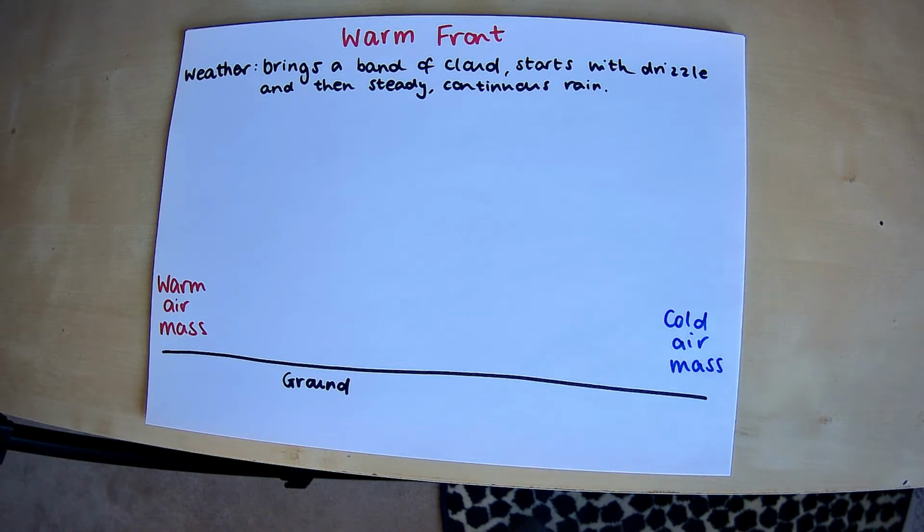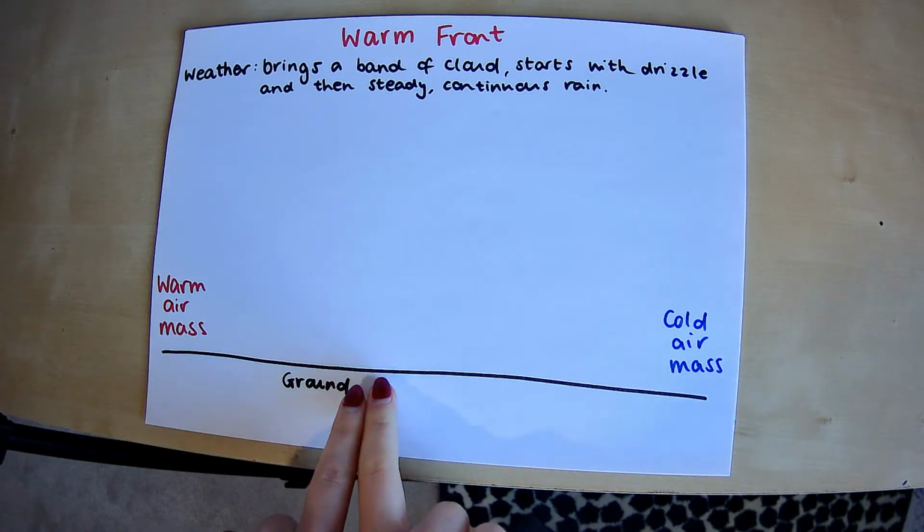This video is about the formation of a warm front. So you can see here, we're going to draw a diagram and add some labels to it to show how one of these forms in a low pressure system. The weather that's brought by a warm front tends to bring bands of cloud, which start off with drizzly rain, then get heavier to become more steady, continuous rain. You'll see why that is as we go through this video.